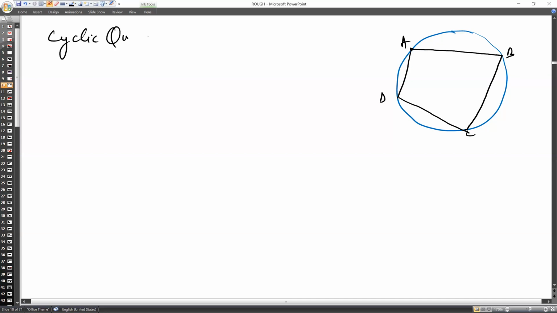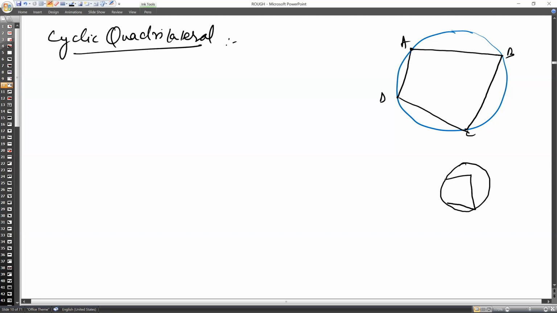A cyclic quadrilateral is a quadrilateral whose all vertices lie on the circumference of the circle. This is a cyclic quadrilateral because all its vertices are lying on the circumference. If I draw it like this, it is not a cyclic quadrilateral because this vertex is lying inside the circle. Similarly, another one like this is also not considered a cyclic quadrilateral, because all the vertices must lie on the circumference of the circle.